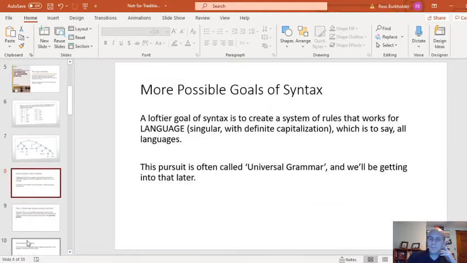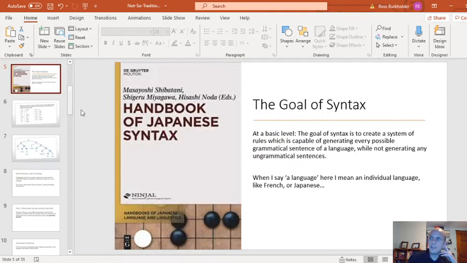Bam. Okay, so that's the main goal of syntax, this one here. A system of rules generating every possible grammatical sentence and not generating any ungrammatical ones.